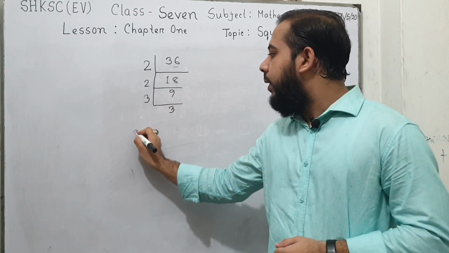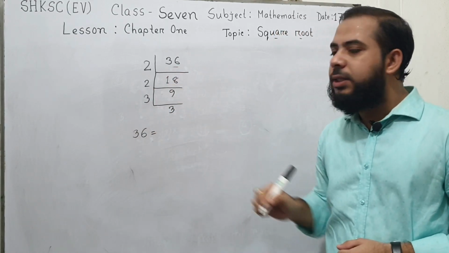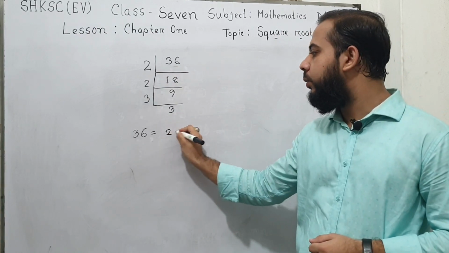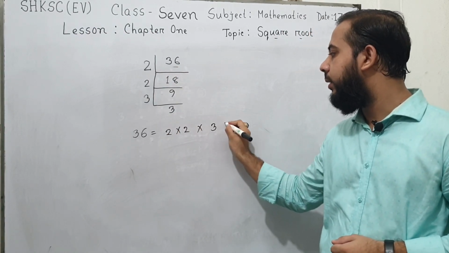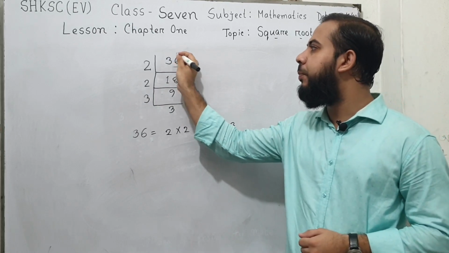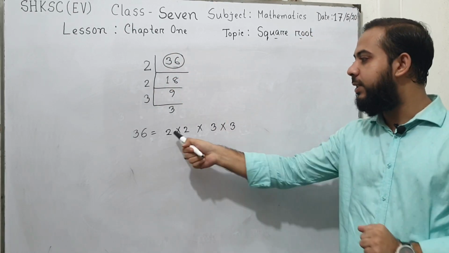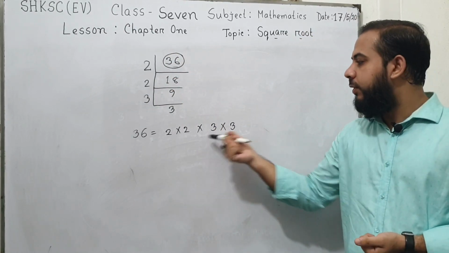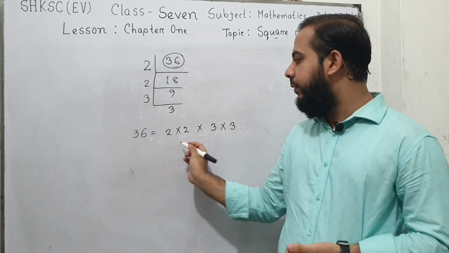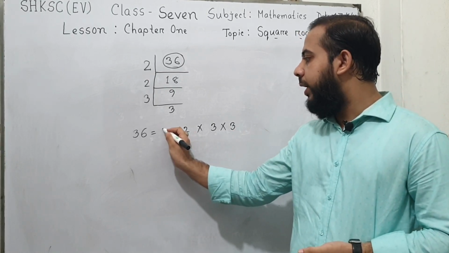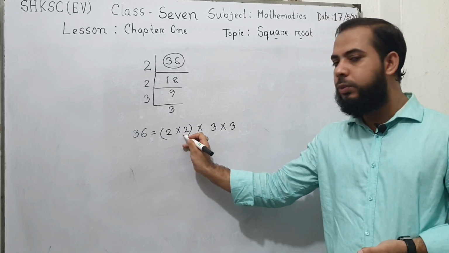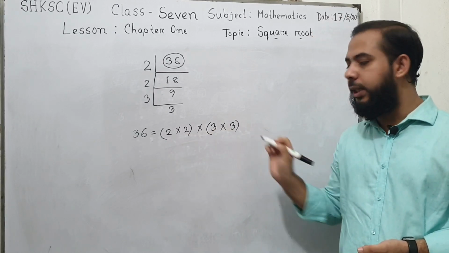Now look, 36 can be written as a product of prime numbers: 2 times 2 times 3 times 3. So we break 36 into multiples of prime numbers. Here we can find 2 pairs, a pair of 2 and a pair of 3.